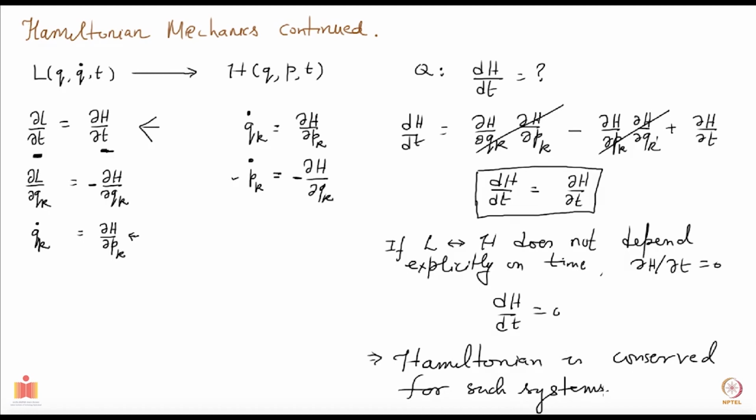Okay, and you may also recall that very early in this course we had encountered this quantity pq dot minus L, which is what we are calling the Hamiltonian here, and this is what we called Jacobi's integral in very early lectures. And we also saw that this quantity can be identified with total energy if certain conditions are met. It's not always the total energy, but under certain conditions it can be identified with total energy.